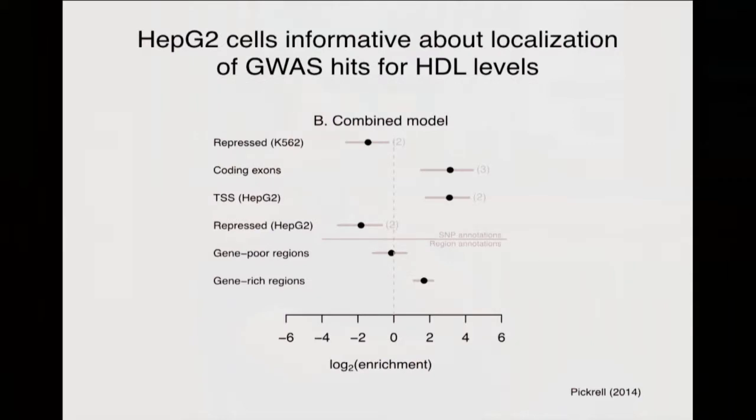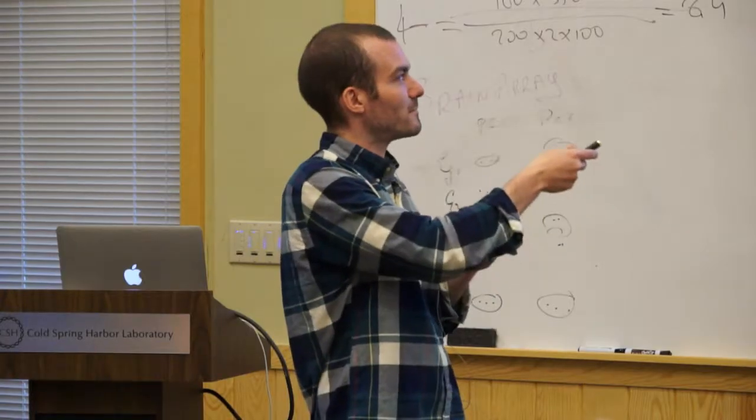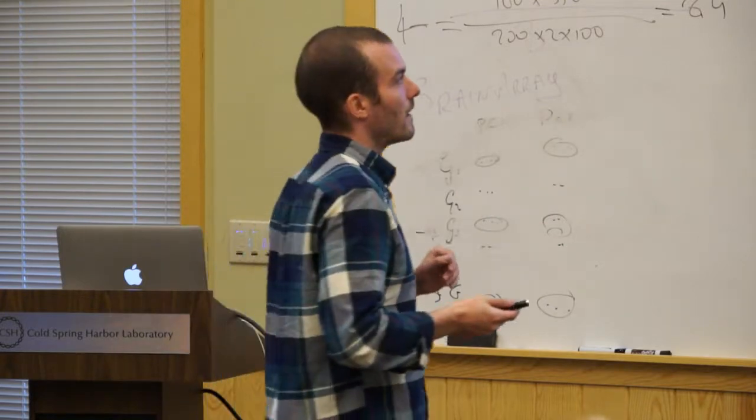This is the combined model I mentioned before. If you build up a model for localization of GWAS hits in HDL levels, and you combine everything, this is what ends up being important. Gene-rich regions, that's 2 to the 2, so 4 times enriched in gene-rich regions. They're 8 times enriched in coding exons and transcription start sites in HepG2 cells. They're 4-fold depleted from repressed chromatin in K562 cells and HepG2 cells. Each of these seems to have approximately an independent effect.